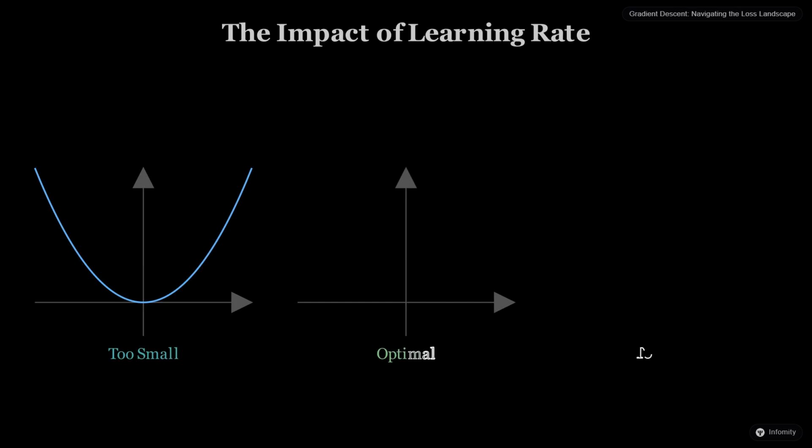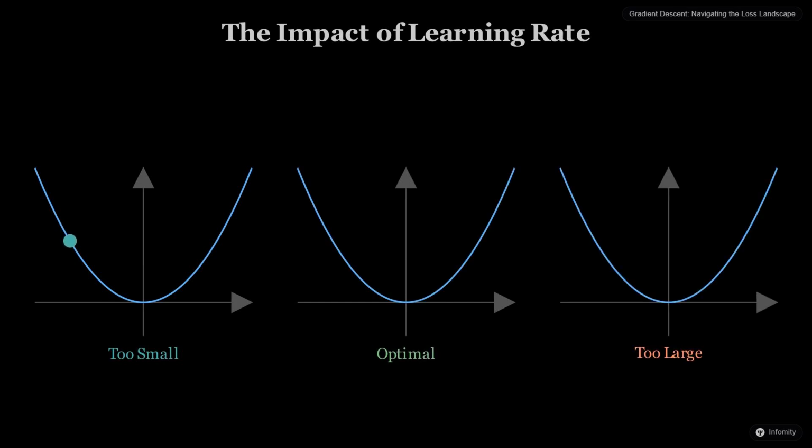The learning rate is the most critical dial we can turn. Set it too low, and your model takes tiny, agonizingly slow steps, potentially taking forever to reach the minimum. Set it too high, and the steps become so large that they overshoot the target, bouncing back and forth, or even diverging entirely. The sweet spot is an optimal learning rate that allows for smooth, efficient progress, ensuring the model reaches the bottom of the loss landscape as quickly and stably as possible.